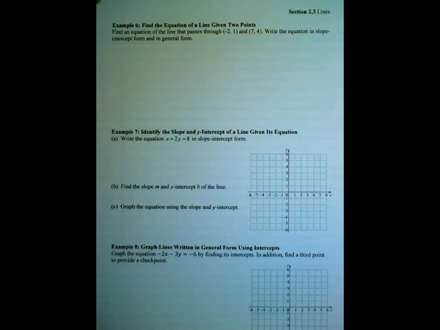Okay, we're now at example 6 on section 2.3 on lines. Find the equation of a line given 2 points. Our last examples were to find the equation of a line given the slope and a point, but now we don't have the slope. All we have are 2 points.